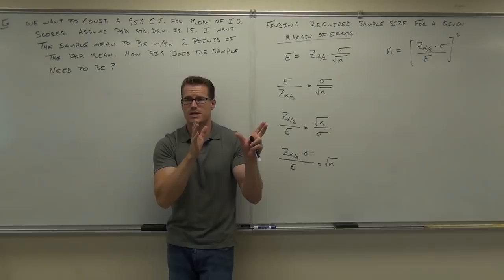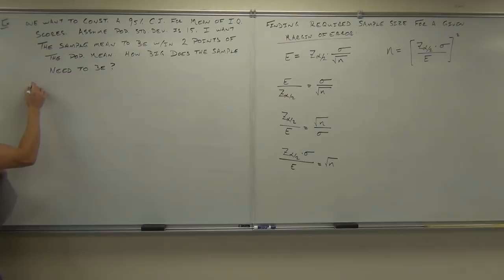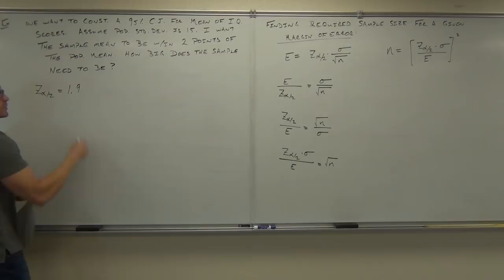So let's go ahead and verify all this information. Can you tell me again, if we're trying to find out sample size, that's what this says, how big the sample needs to be. Tell me what my Z alpha over 2 has to be one more time. And where are you finding that? 3. So 95% gives you 1.96.